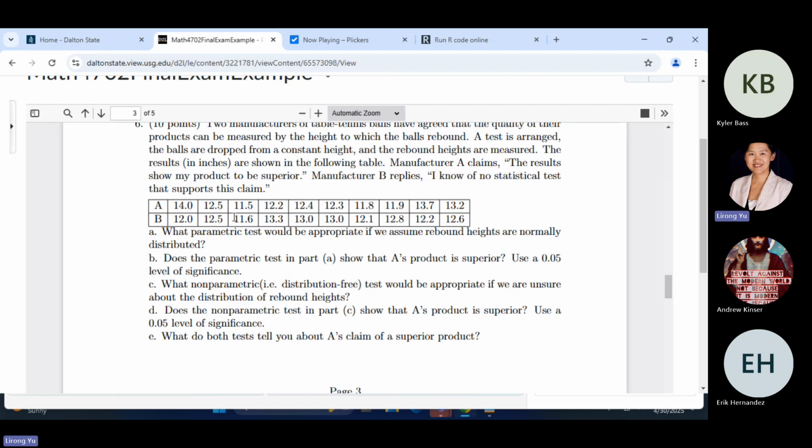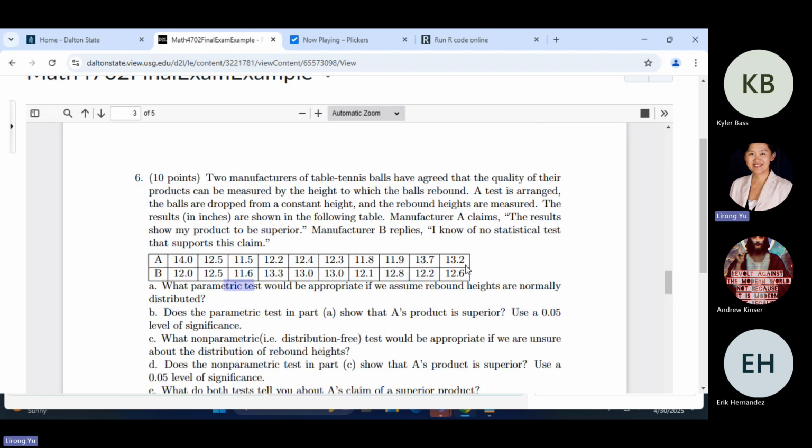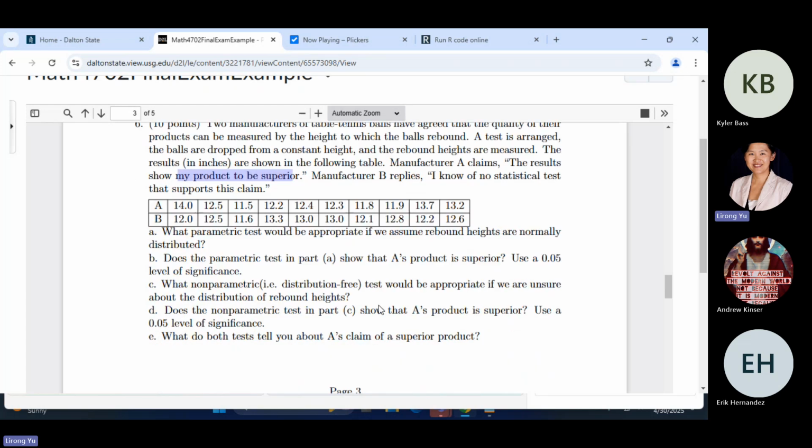This question asks which test is more applicable. If you want to do a parametric test, and we're comparing the mean, we want to test the claim, so we want to know which one's higher. A says my product is superior, and B says I don't think that's important. So we're testing whether A is bigger than B.